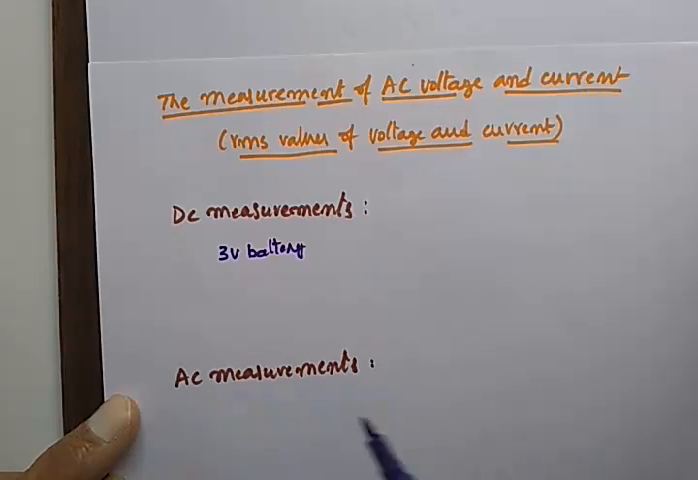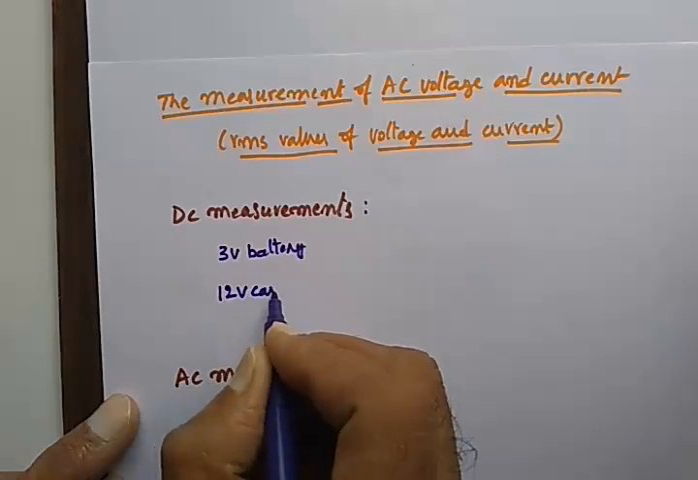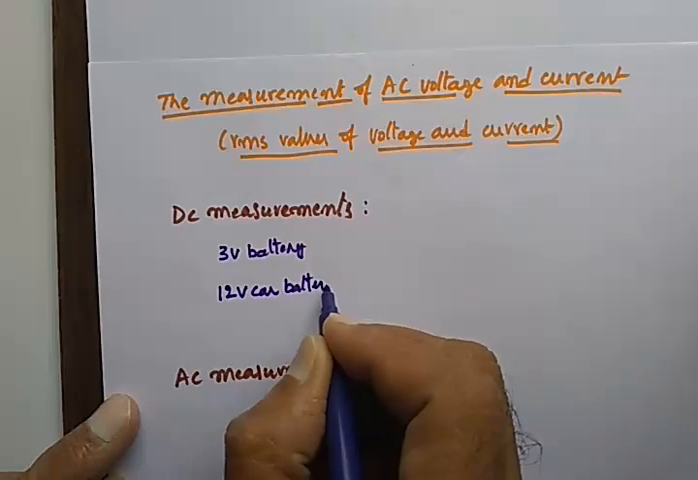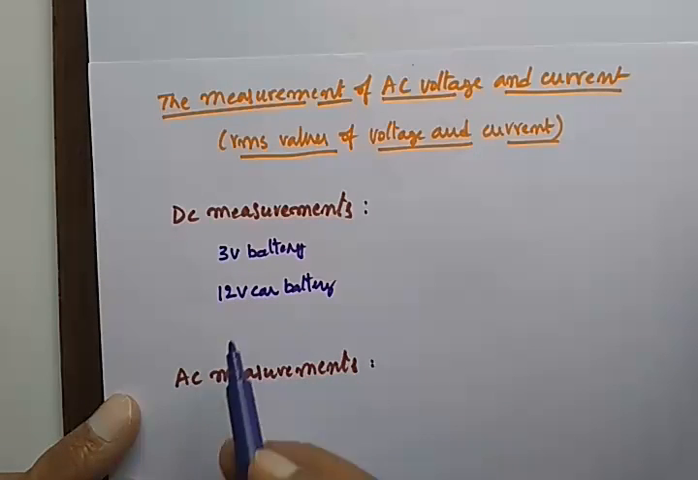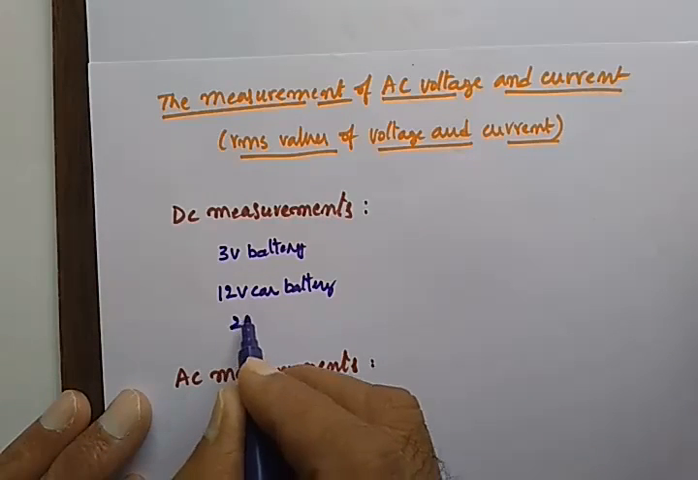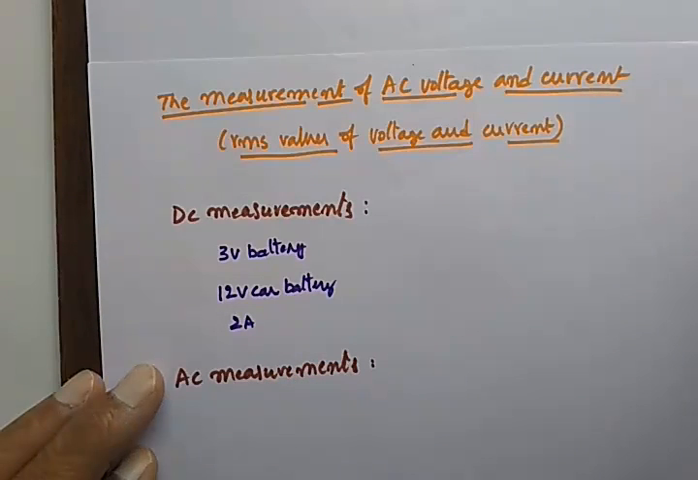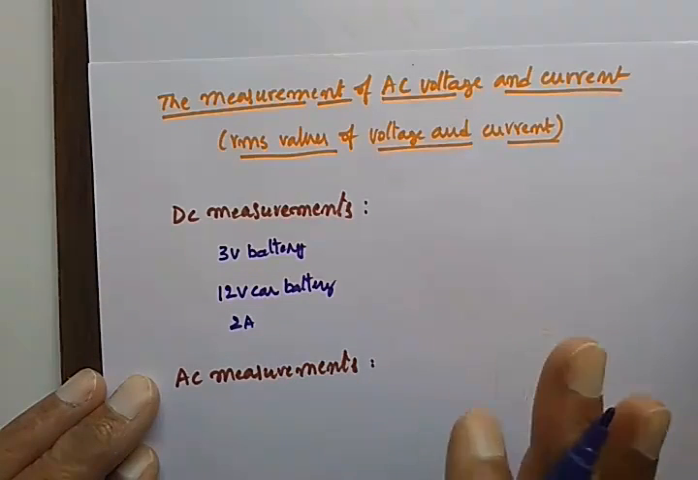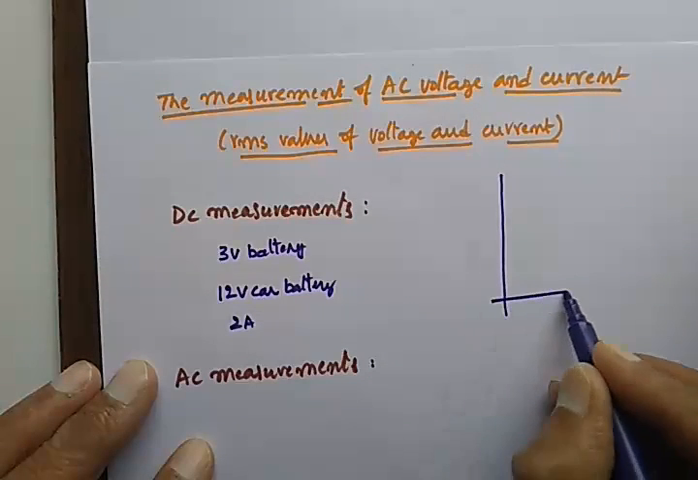And for automobiles, we will say a 12 volts car battery. These numbers directly tell us what voltage the terminals of the battery give. And the current also, you can say the current capacity of this battery is 2 amperes. So it is all straightforward. There are no calculations involved. So let us represent it graphically.